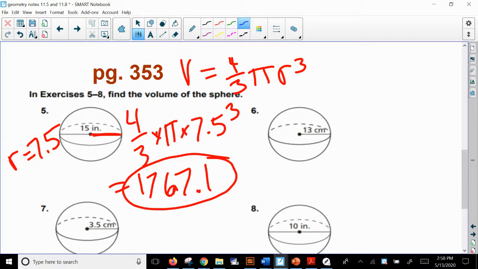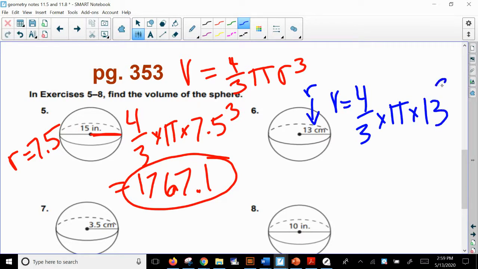Next problem. So here's our radius. Easy breezy. I'm going to do volume equals 4/3 times pi times 13 to the third power. Throw it in the calculator. Get what you get. 4/3 times pi times 13 to the third. Another big number. I got 9202.77, so I'm going to round it to 0.8.